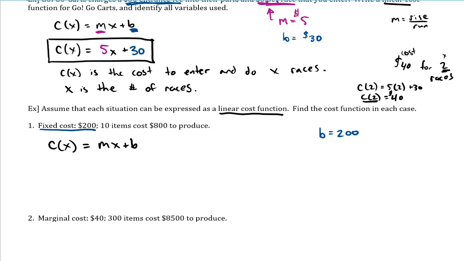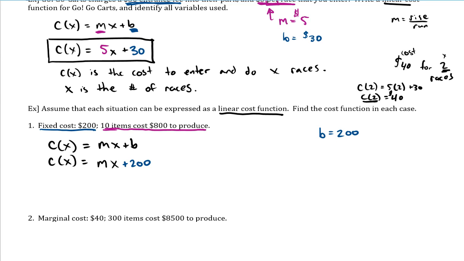And then they say 10 items cost $800 to produce. Okay, so this needs further breaking down, so we can't just plug it in like we did for the above problem and be done. We need a little extra work. Let's break down these numbers. I don't know what m is yet, but I can plug in the plus 200. So you don't have to wait until you have everything to start working with part of the equation. Now let's break down the rest of this in the purple.